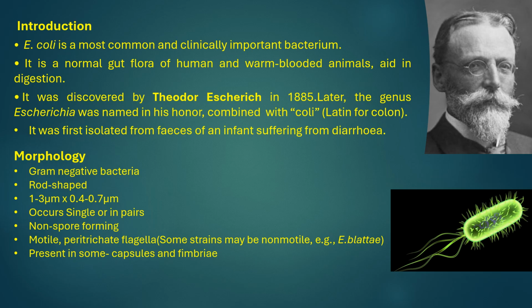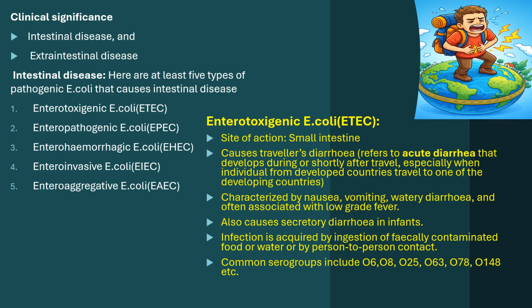It is a rod-shaped bacteria. It measures about 1 to 3 micrometer in diameter. It may occur single or in pairs. It is a non-spore forming bacteria. It is motile, while some strains may be non-motile. In some strains, capsule and fimbriae are also present.